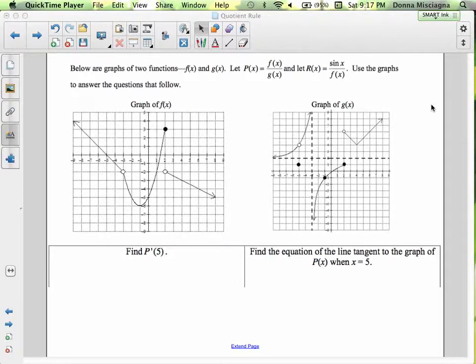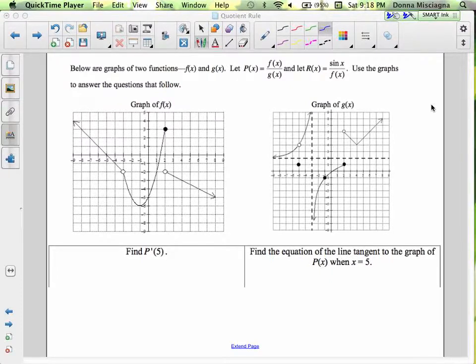Welcome. So we're going to finish up quotient rule. Below are the graphs of two functions, f of x and g of x. Let p of x equal f of x divided by g of x, and let r of x equal sine x divided by f of x. You use the graphs to answer the questions that follow. So we want to find p prime of 5. We're going to use our graphs here. That's all we know about f of x and g of x.